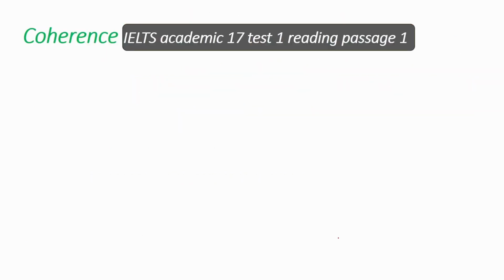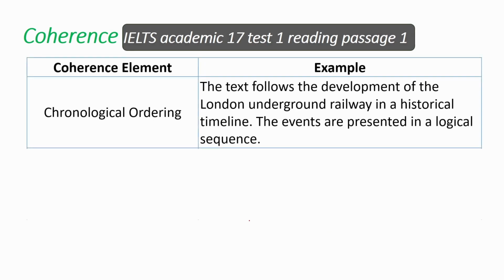Now, let's look at the coherence of the text I mentioned earlier. This is a text from IELTS Academic 17, Test 1, Reading Passage 1. It's about London. So there are different elements that improve the coherence of a text. The first one is chronological ordering. Chronological ordering refers to arranging ideas or events in the order in which they occurred or should be presented. Well, in simple language, it means that those things that happened are in order from beginning to end, or in the order that makes the most sense for the reader.